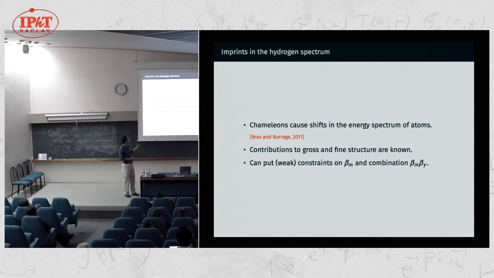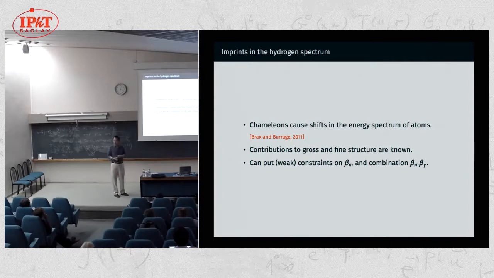And I say it's old because, of course, in 2011, this was known by Philippe Brax and Clare Burrage. What they did, among other things, was to calculate how the chameleon affected the gross and the fine structure lines. And then knowing that whatever this small correction is, it has to be within the uncertainty between the QED prediction and the experimental measurement, you can put a very weak constraint on beta_m, and it turns out the combination of beta_m and beta_gamma as well.